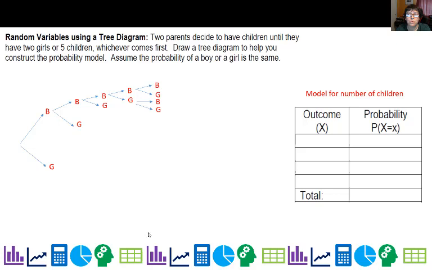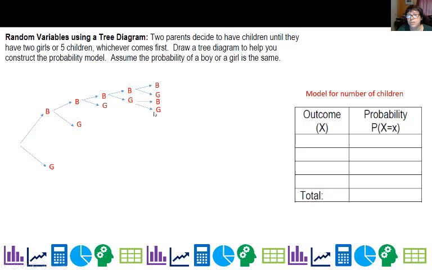So this family right here is a five-boy family, all right? And then this family has four boys and one girl. This family also has four boys and one girl. And then this family has actually two girls. All right, so I'm going to keep doing the tree here.